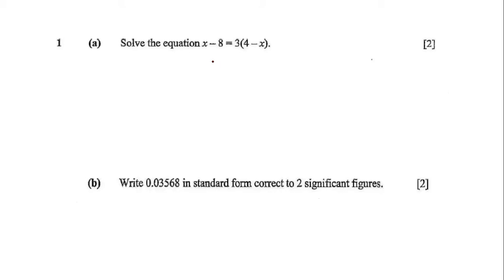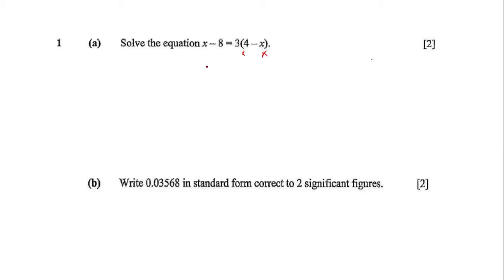All right, so the first question here simply reads, solve the equation x minus 8 is equals to 3, open brackets, 4 minus x, close brackets. Now, I want you to remember, these brackets, whether you are opening or closing, they mean one thing. They mean multiplied by, okay? So even this one also here will mean times, okay?